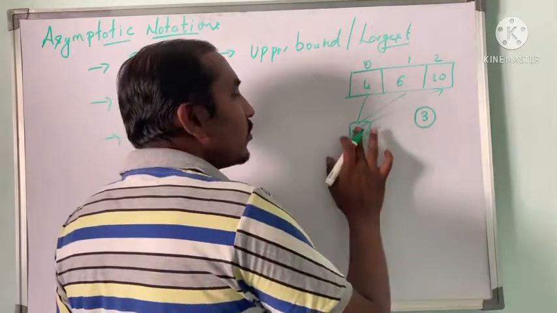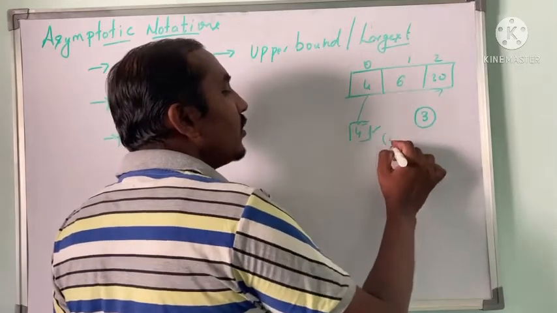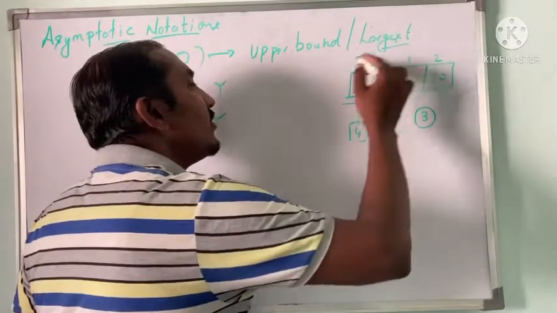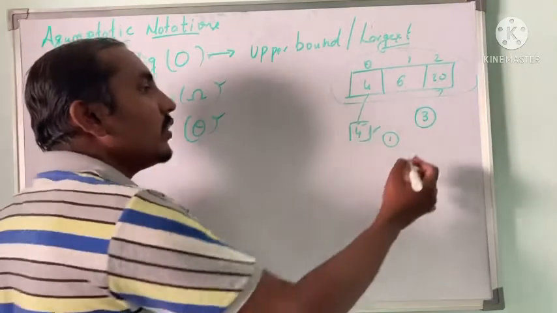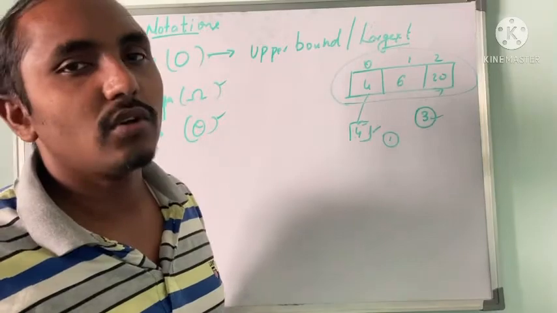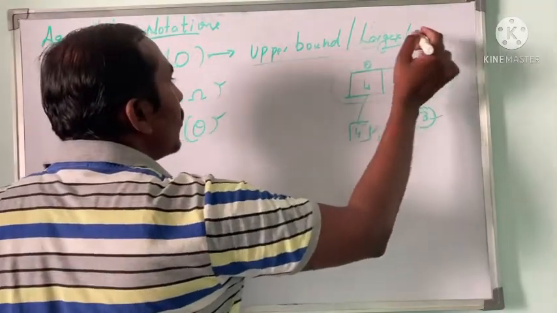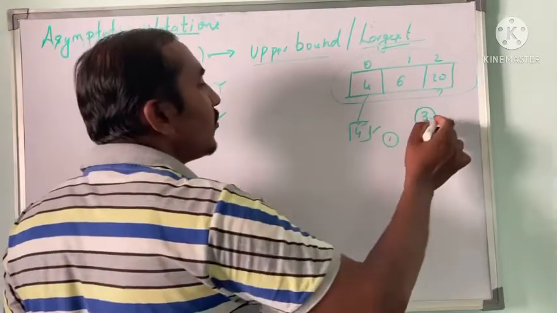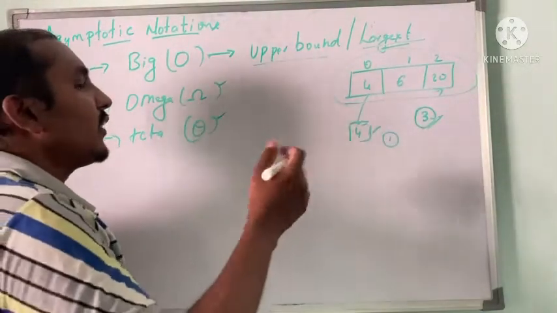It may be less also. If I take 4, then the number of comparisons we are doing is only 1. So the maximum number of comparisons that we are doing is 3. Within that, we'll get to know whether the element is present or not. So the upper bound will represent the order of growth according to the maximum number of possible inputs, that is, what amount of time it is going to take.